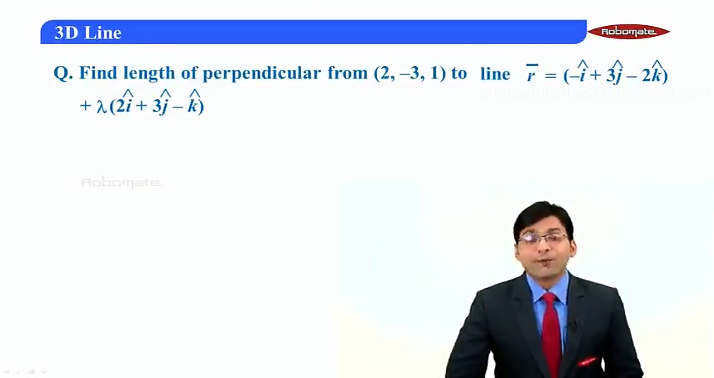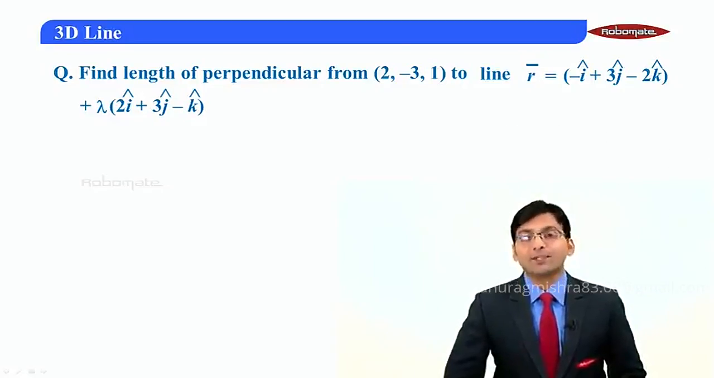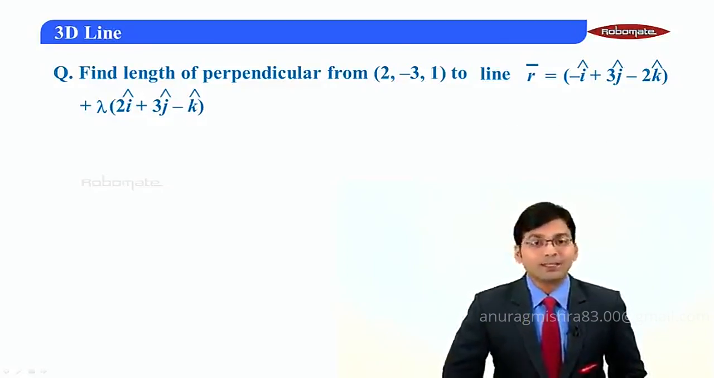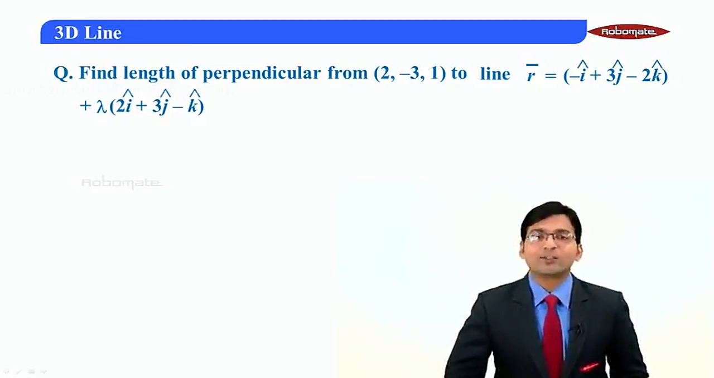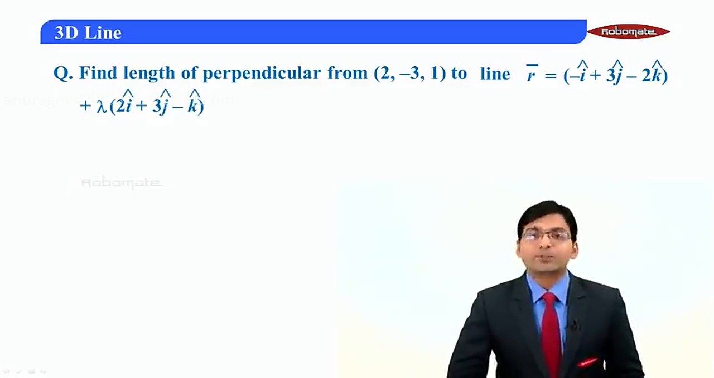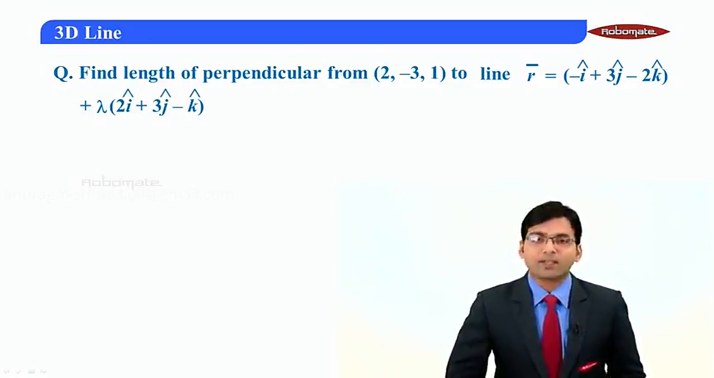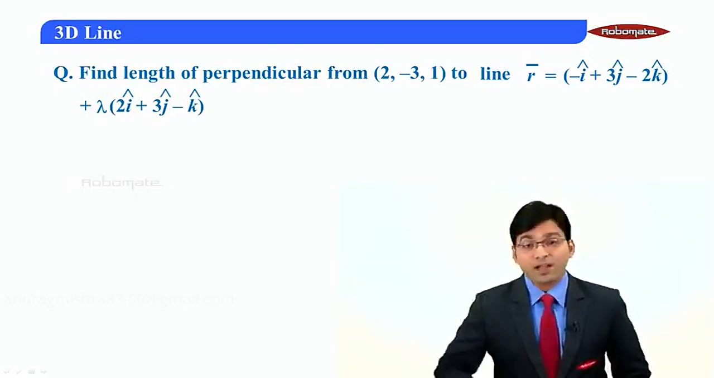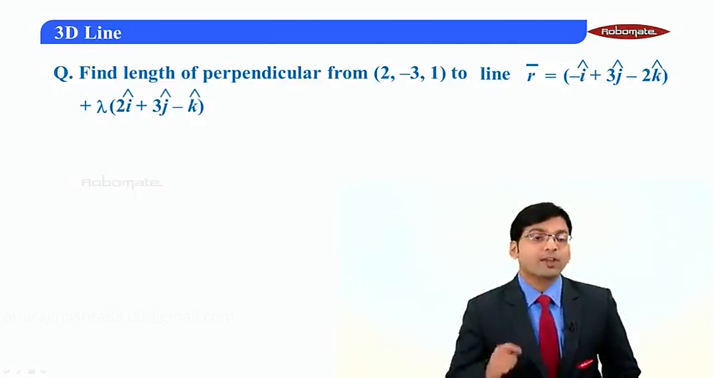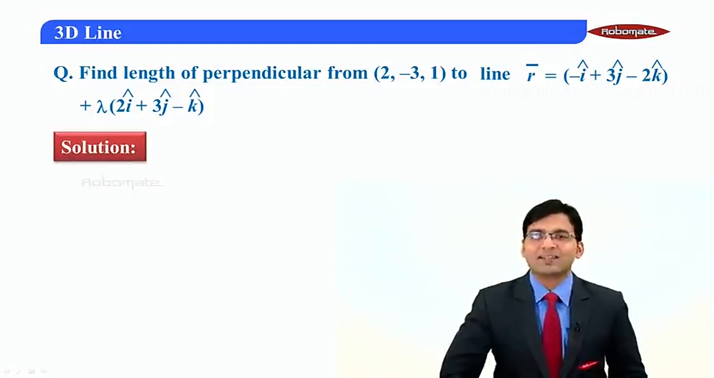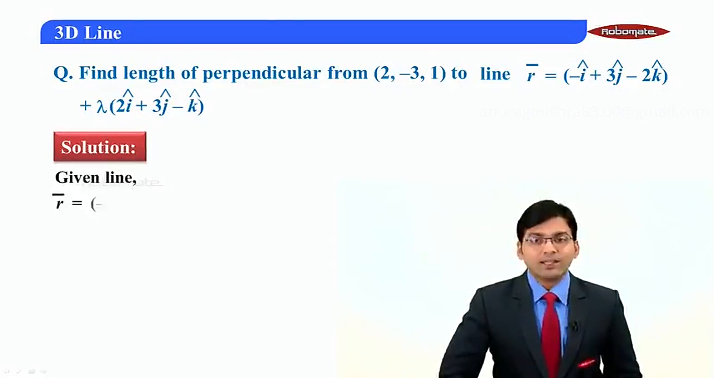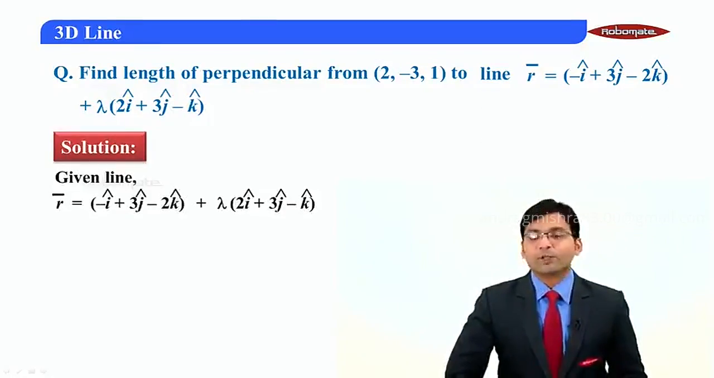First question says: find the length of perpendicular from (2, -3, 1) to the line r bar equals minus i cap plus 3j cap minus 2k cap plus lambda times (2i cap plus 3j cap minus k cap). So we are given a point outside the line and we are given a line. We need the perpendicular distance. Let us start immediately. We say the given line is, we copy the same line from the question.